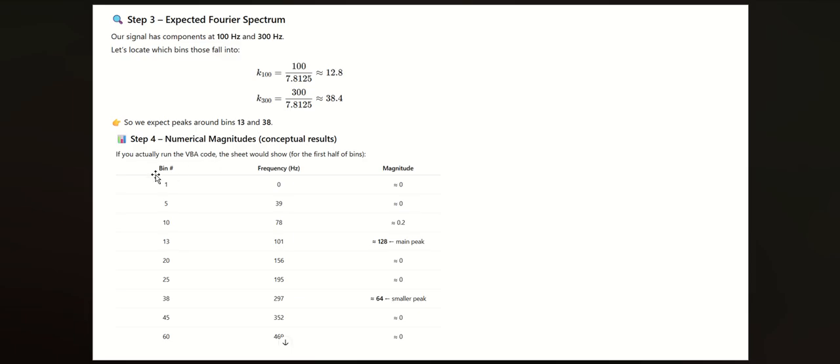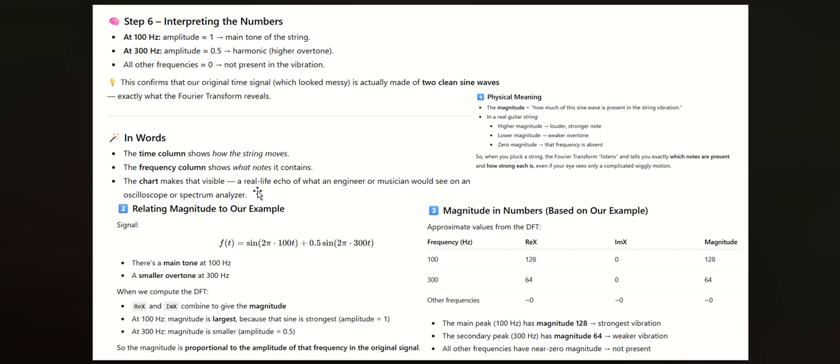Now the numerical magnitudes. Around bin 13 we get 128, that's the main peak, and the other is 64. So this is proportional to the amplitude. Amplitude 1 gives the main peak, and the next amplitude is half of that, so it becomes 64. At 100 hertz, amplitude 1, is the main tone of the string; 300 hertz, amplitude 0.5, is a higher overtone; all other frequencies are 0, not present in the vibration. This confirms that our original time signal, which looked messy, is actually made of two clean sine waves. Exactly what the Fourier transform reveals.